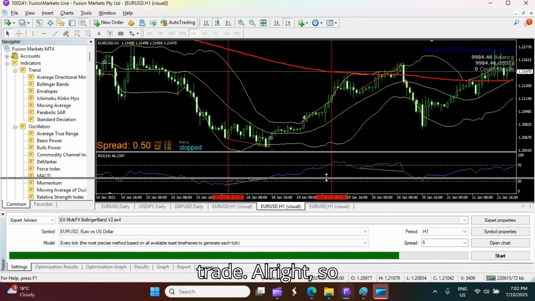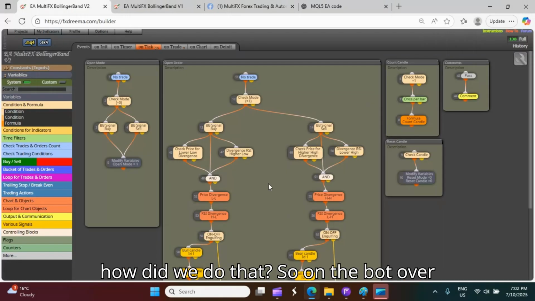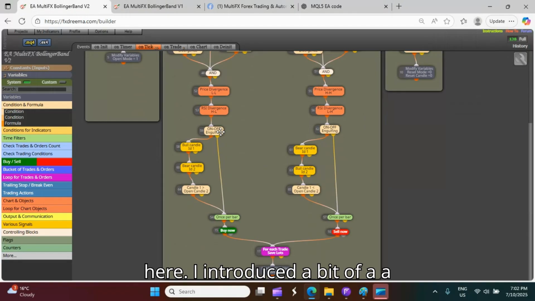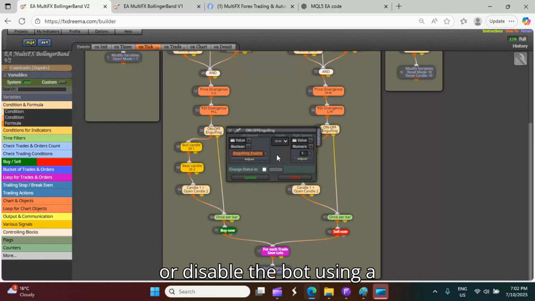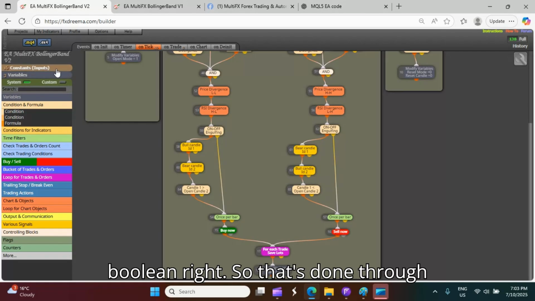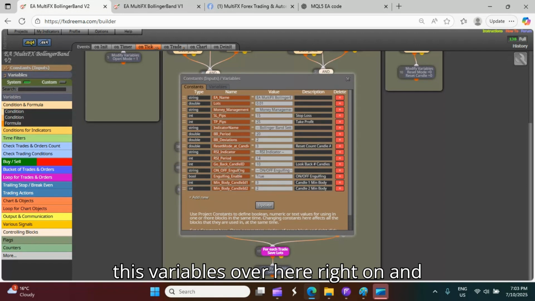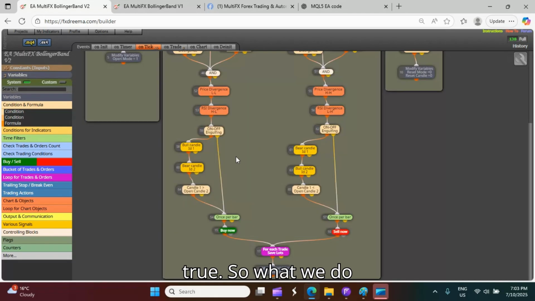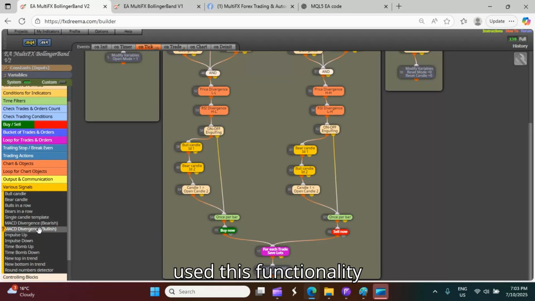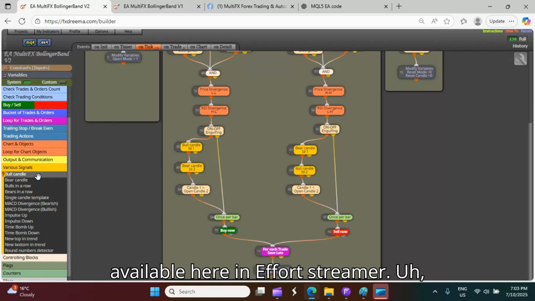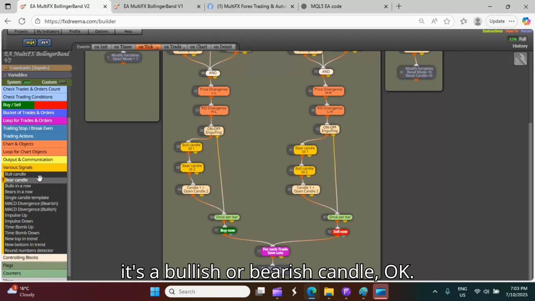All right, so how did we do that? On the bot over here, I introduced a flag to allow us to enable or disable the engulfing check using a boolean. That's done through these variables over here: on and off engulfing, engulfing enable true. To identify that, I used this functionality available here in FX Dreamer, which allows you to identify if it's a bullish or a bearish candle.